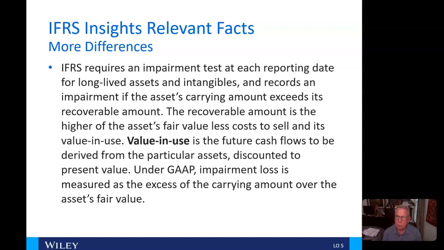More differences. IFRS requires an impairment test at each reporting date for long-lived assets and intangibles, and records an impairment if the asset's carrying amount exceeds its recoverable amount. The recoverable amount is the higher of the asset's fair value less costs to sell and its value in use. Value in use is a new term, and it is the future cash flows to be derived from the particular assets discounted to the present value. Value in use. Under GAAP, impairment loss is measured as the excess of the carrying amount over the asset's fair value.